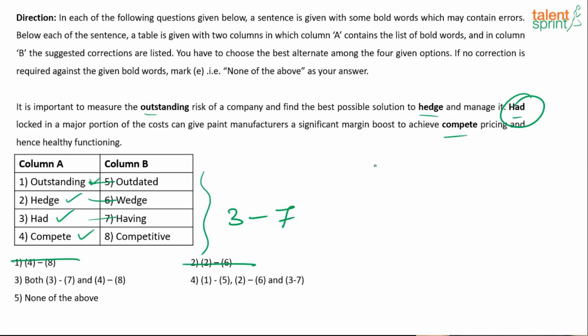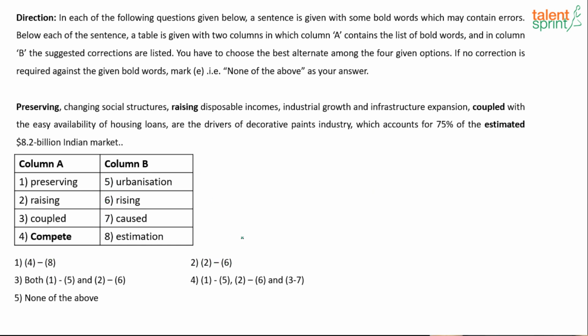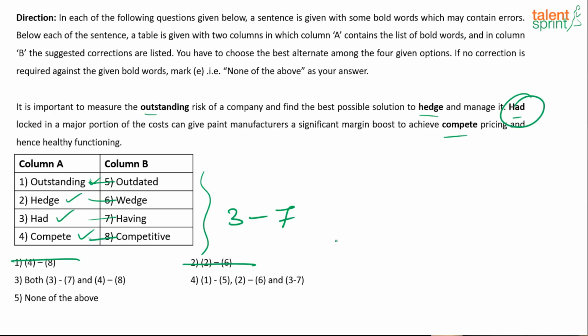Risk of a company and find the best possible solution to hedge and manage it. Having locked in a major portion of the cost can give paint manufacturers a significant margin boost to achieve competitive pricing. It should be competitive pricing. All right, so 4 has to be changed to 8. So both, this one will be the right answer, answer 3.